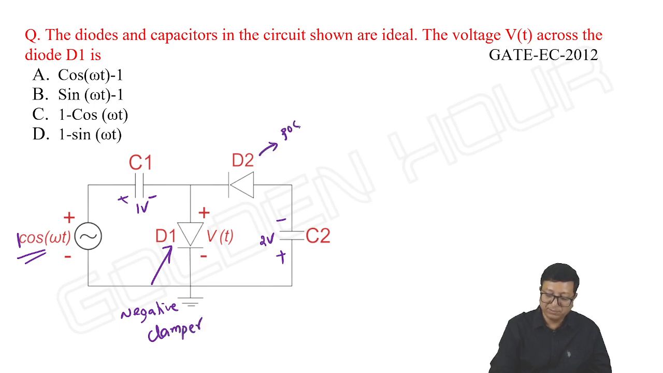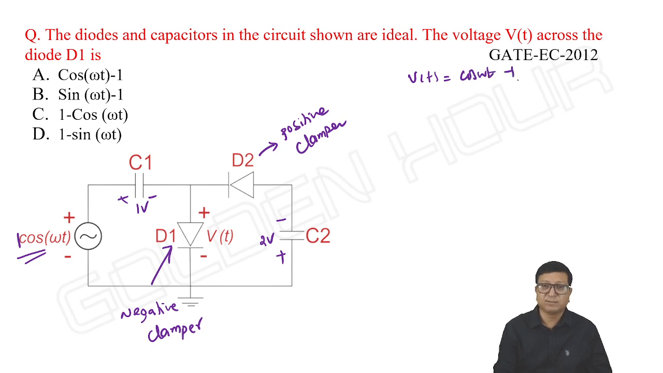D2 behaves like a positive clamper. The output of the negative clamper is Vm sin omega t minus Vm. It's a sine or cos, right? V of t is like cos omega t minus 1. Option A is correct. It's a very, very simple question actually.